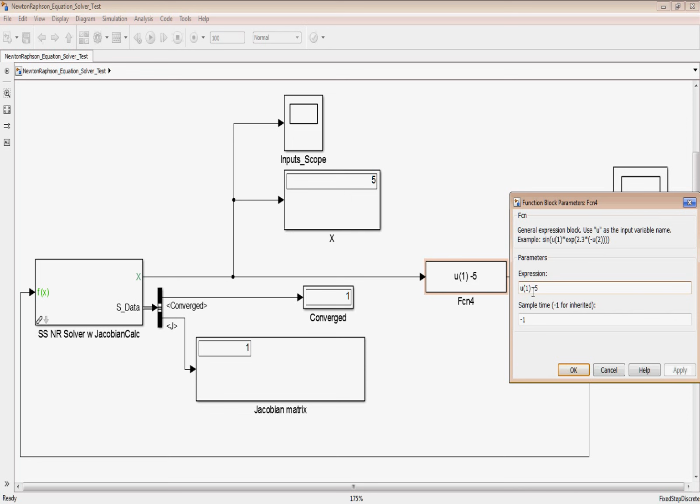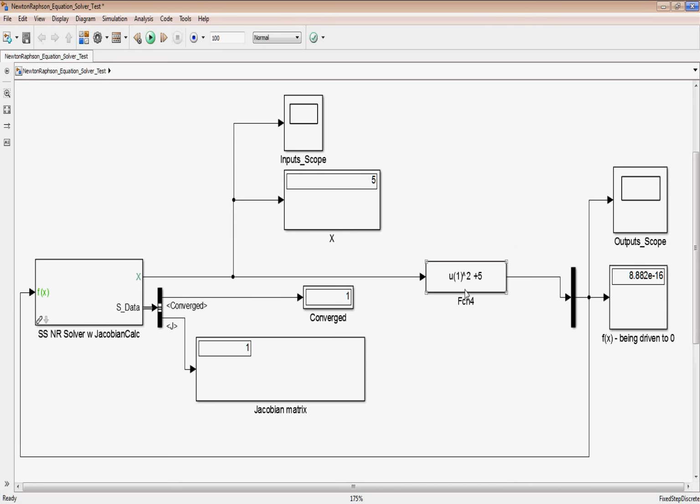So if we stick in here something that can't be solved, we'll just demonstrate that real quick. So u1 squared plus 5, obviously something squared cannot be a negative number unless you have imaginary numbers, which this type of solver won't do. So we can try to run that. So as you can see here, it did not converge because this value is 0. This value is stuck at 5, and this is some very small number.